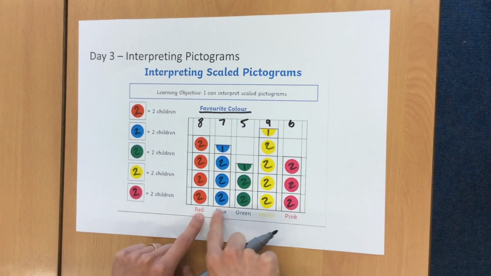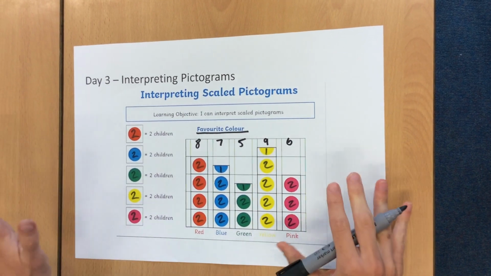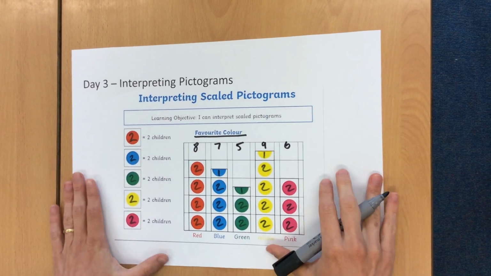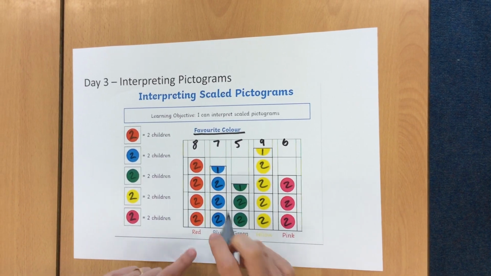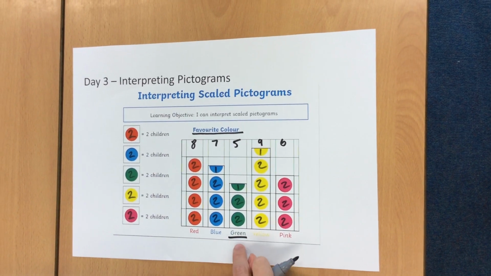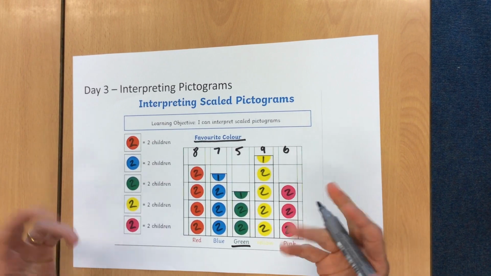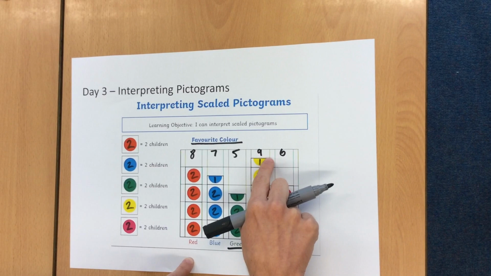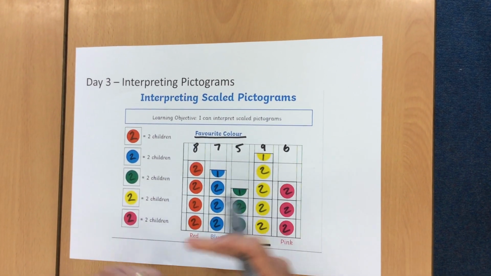So now I've worked out the value for red, blue, green, yellow, and pink. I can now start having a look at some of these questions. So for one of the questions, it might ask you, what was the least favourite colour of these children? Well, the least favourite colour will be the colour that has the smallest value of votes. So I've got 8, 7, 5, 9 and 6. It must be green. Green was the least favourite. So which is the most favourite? Which was the colour that everyone preferred? Well, that would be the greatest number. And in this pictogram, 8, 7, 5, 9, 6, 9 is the greatest number. Yellow would be the most favourite colour.